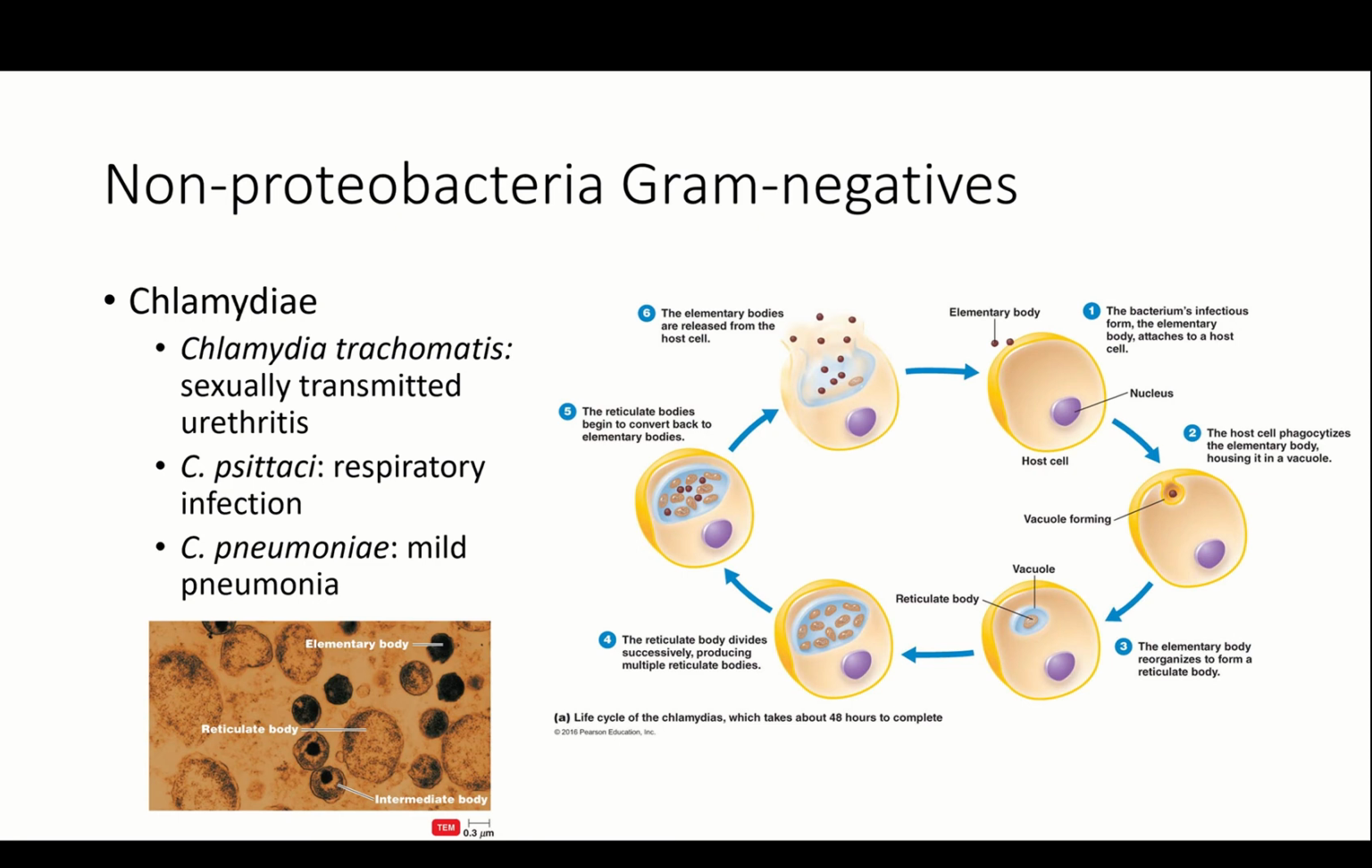So many times over, this reticulate body will divide inside of that vacuole, and then eventually those reticulate bodies will start to generate new elementary bodies. It's very much like the sporulation idea, but it's happening inside of a eukaryotic cell. Those elementary bodies will be released from the cell to carry on the cycle. And so you can see this on electron micrograph where we have an elementary body here, and then inside of a eukaryotic cell, you'll start to see reticulate bodies inside of that.